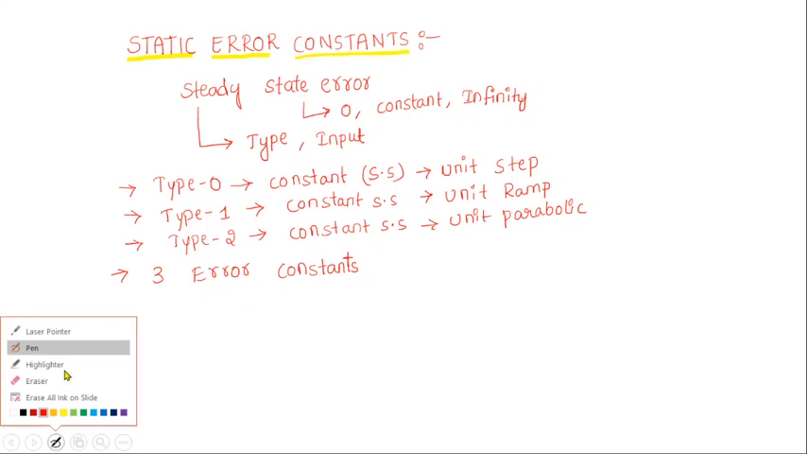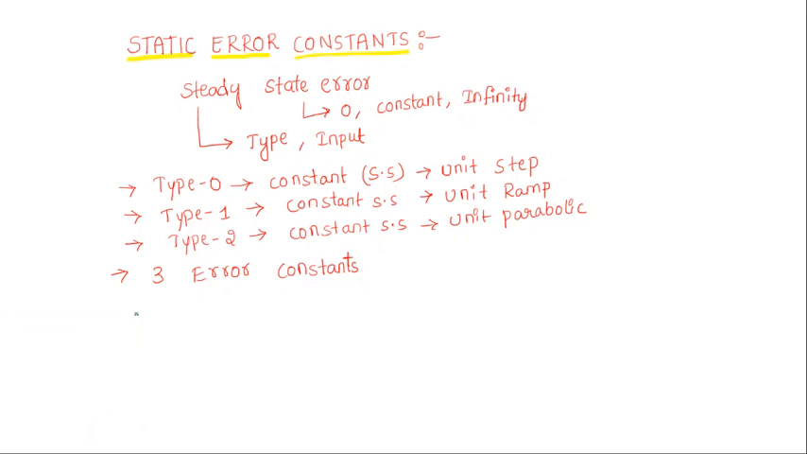The three error constants are, the first one is the positional error constant. It is also represented with K suffix P. It is defined as limit s tends to 0 G of s into H of s.